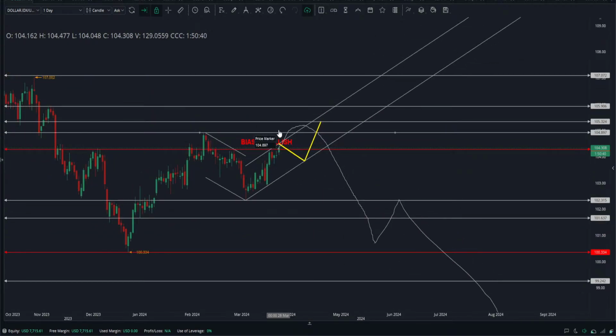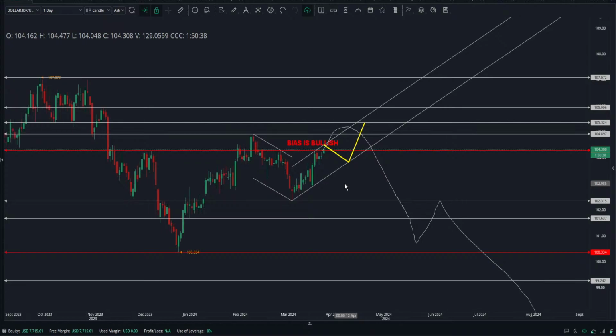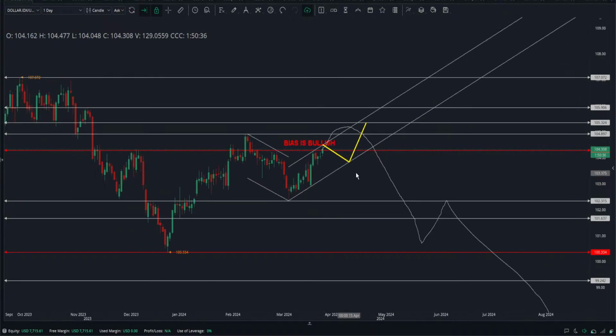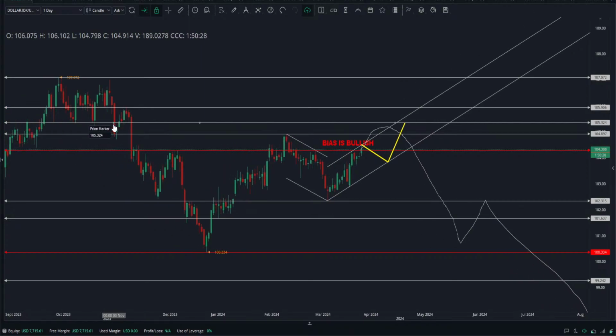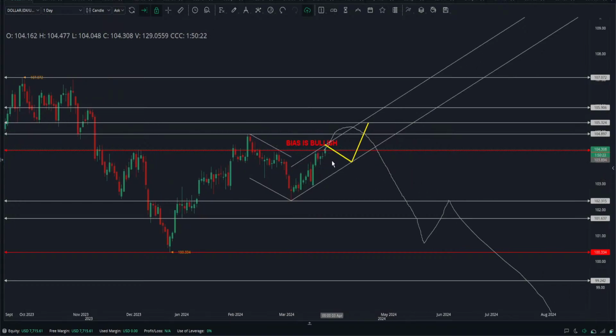Above 104.89, I'm not willing to buy this market, although it is trying to go higher from here slowly. I'm bearish above 104.89. The 105.32 area is a very critical area. I think a lot of sellers must be sitting in this zone to push this market down. So keep those levels on your charts.